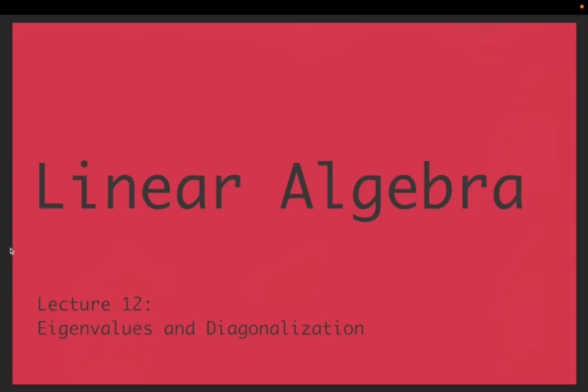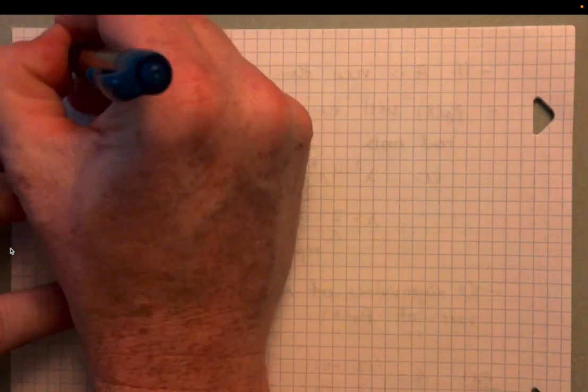Hey everyone, welcome back to linear algebra. This will be part B of lecture 12, and where we left off we had just defined eigenvalues and eigenvectors.